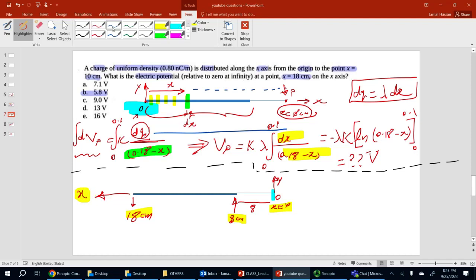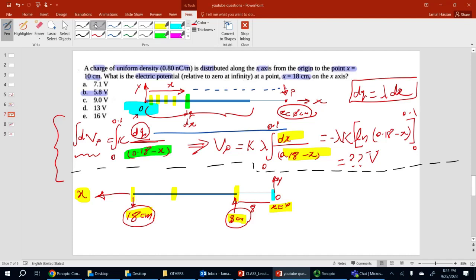So we're going to repeat the same thing again now. Let's divide the rod into many pieces. So this is the first piece, this is the last piece, and this is one piece I chose. Now you know that the integral, because the first piece is located at 8 centimeters and the last one is 18, is no longer from 0 to 10 centimeters as in the case of the previous solution.